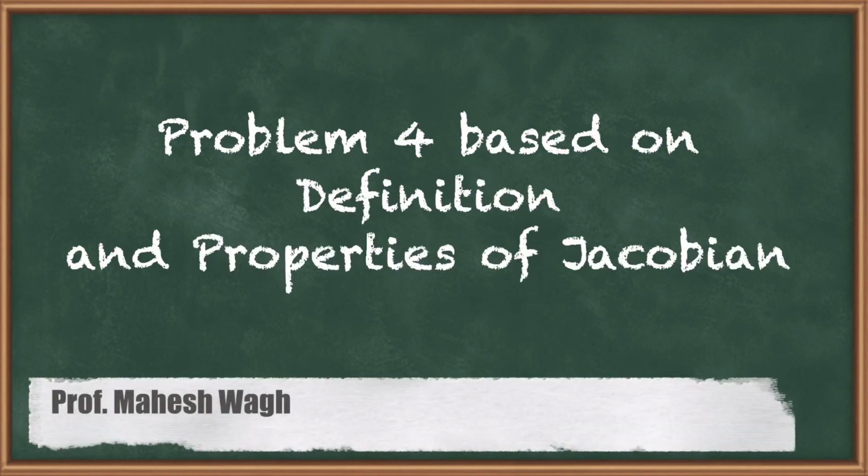Hello students, so now we are going to start with the fourth problem on the properties and definition of Jacobian. So here we are going to use the definition of Jacobian to get the result. So let's see how I am getting the final answer.